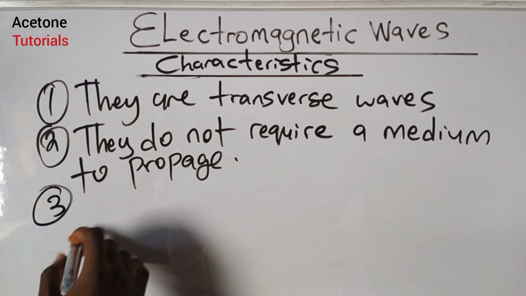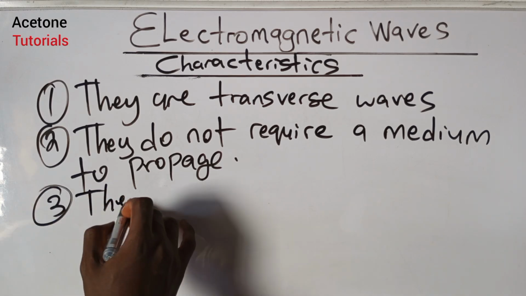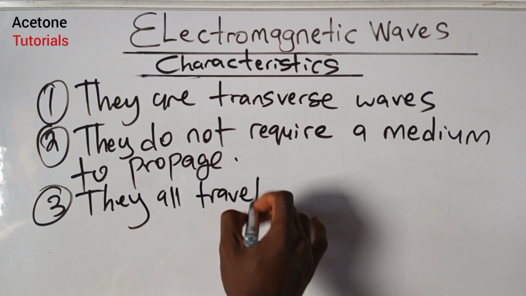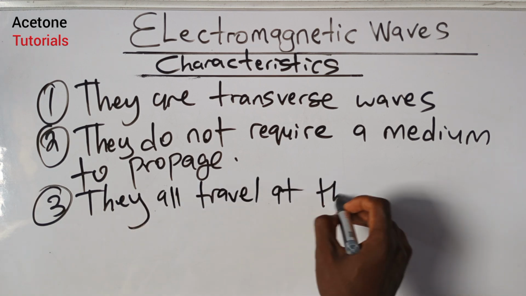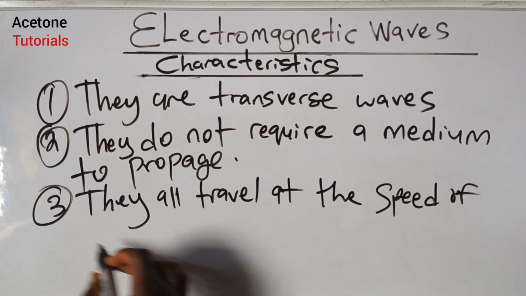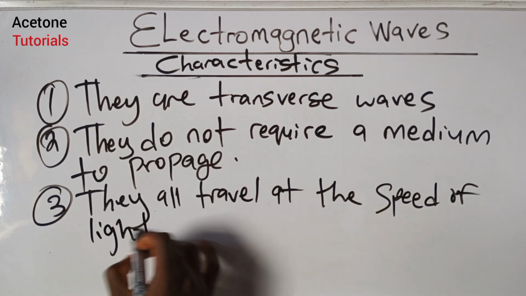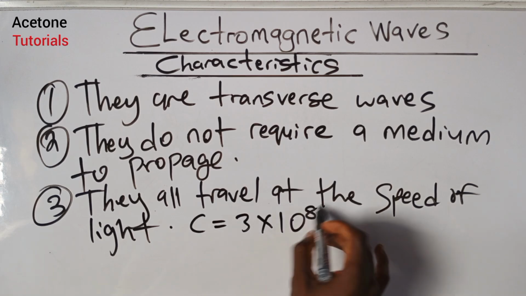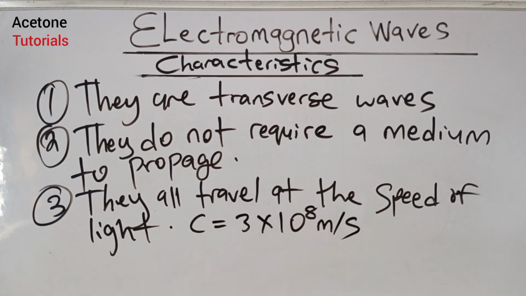3. They all travel at the speed of light. The value of the speed of light is 3 times 10 to the power 8 meter per second. So all electromagnetic waves travel at the speed of light in vacuum, the value of which is 3 times 10 to the power 8 meter per second.